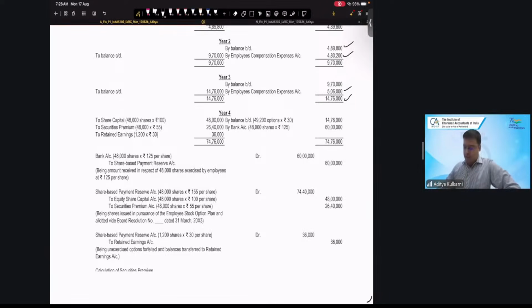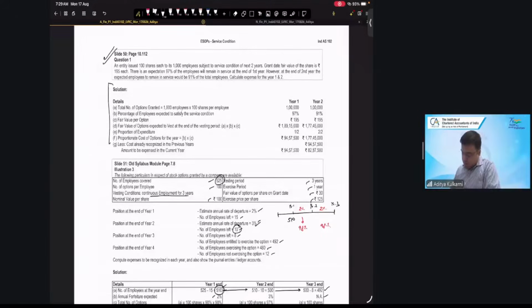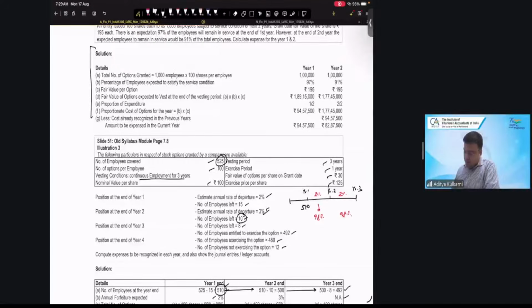All right. Yeah. So year 4 becomes your exercise year. So now you will exercise the options. Now, what does the question say? Out of 492 employees, 480 employees exercised the option. Exercise price per share is 125. And number of employees not exercising the option is 12. So obviously that will lapse.